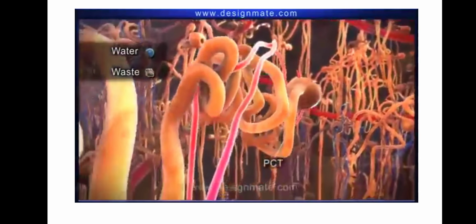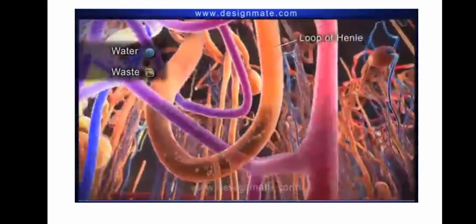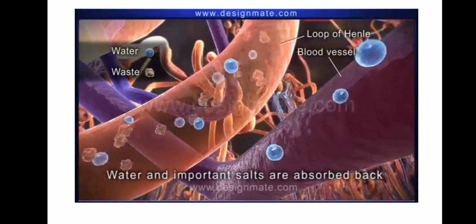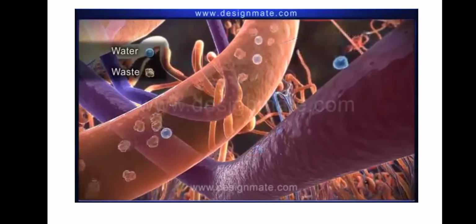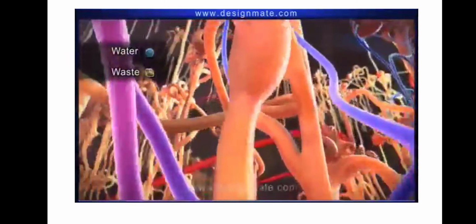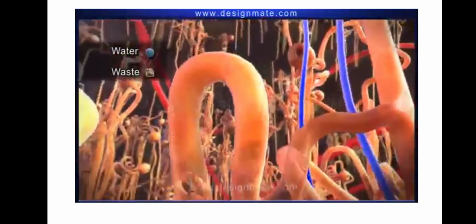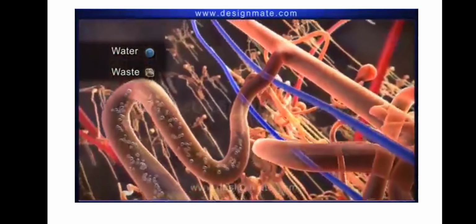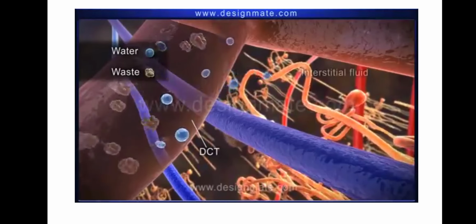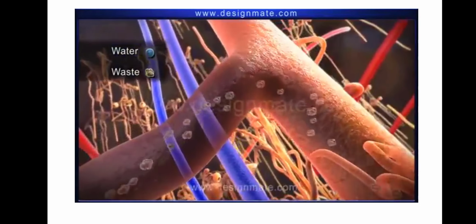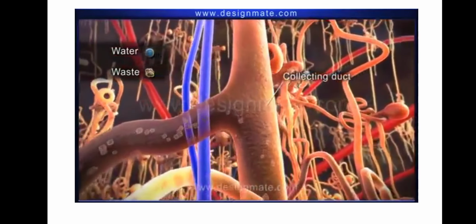Inside, it flows in the PCT and the loop of Henle, where water and important salts are absorbed back into the blood vessel. Sodium, we will also learn that. See the absorption back to the blood. These are all blood, the purple, blue, all blood. Only the waste material like urea and some water molecules proceed into the DCT, where more water may get absorbed into the interstitial fluid. This liquid formed is the urine, which is released into the collecting duct.